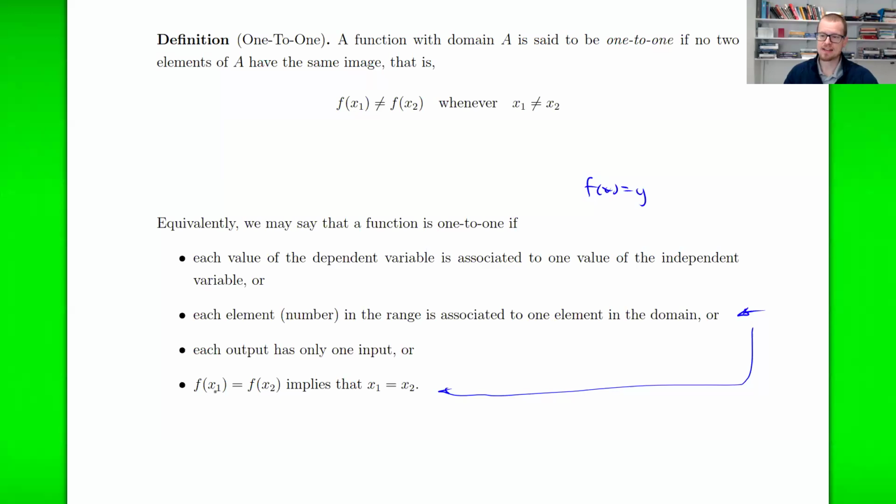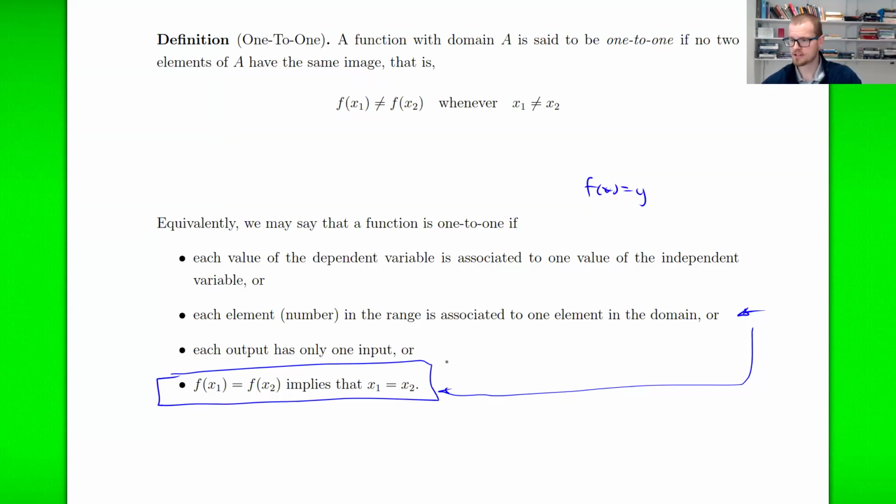Or we could say that if the outputs are equal, this implies that the inputs are equal. So this thing right here is probably of the most interest to us. That's going to help us. So this helps us show a function is one-to-one algebraically.